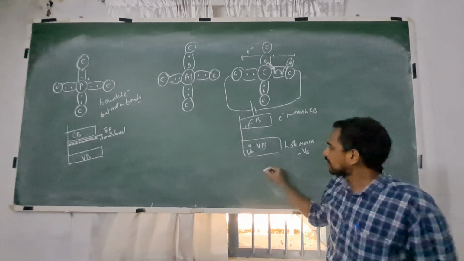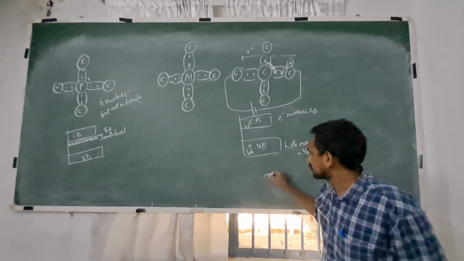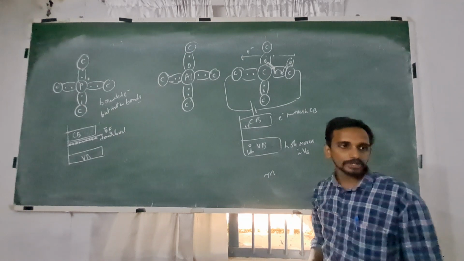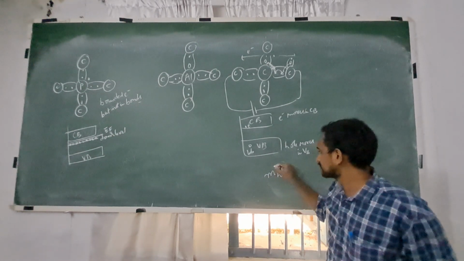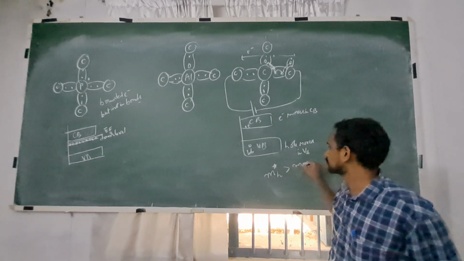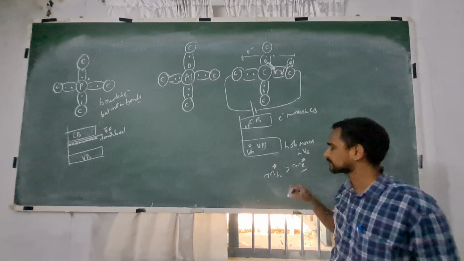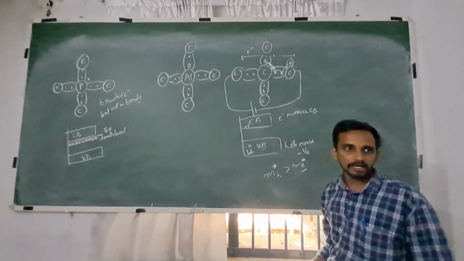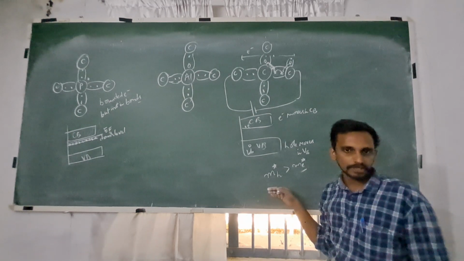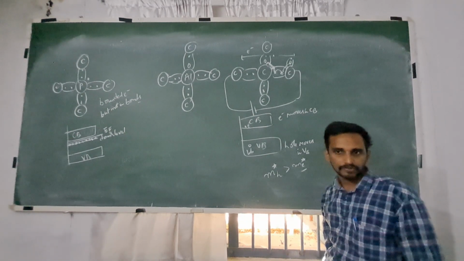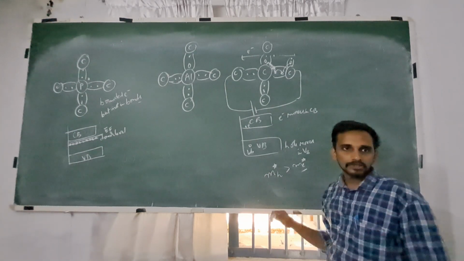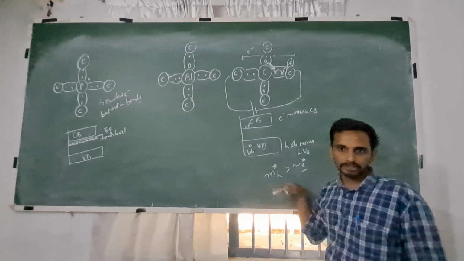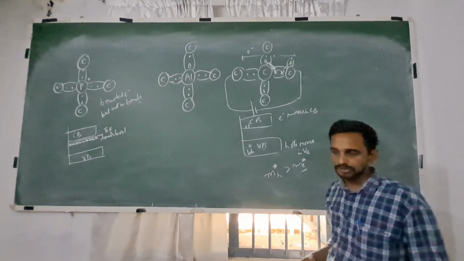So it is a little difficult to move a hole compared to an electron. So I represent it as the effective mass of hole being more than the effective mass of electron. Effectively, I feel the hole is heavier compared to the electron. This will come in your solid state physics.